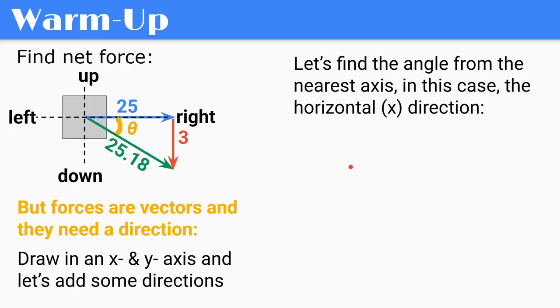So now we have an unknown angle that we need to solve for, but we do know the sides and hypotenuse of this right triangle. So we can use SOHCAHTOA.